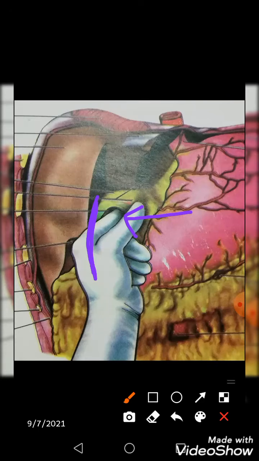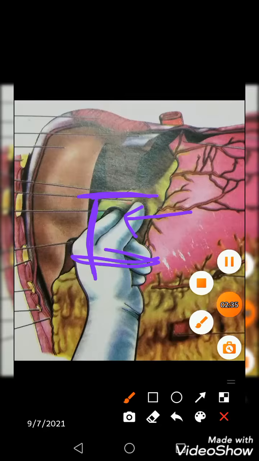And if we have to learn its superior boundary, we can see the cut edge of the liver, which shows the caudate process marking its superior boundary. And inferiorly, of course, there would be the first part of the duodenum, and it completes the inferior margin of the epiploic foramen, right?